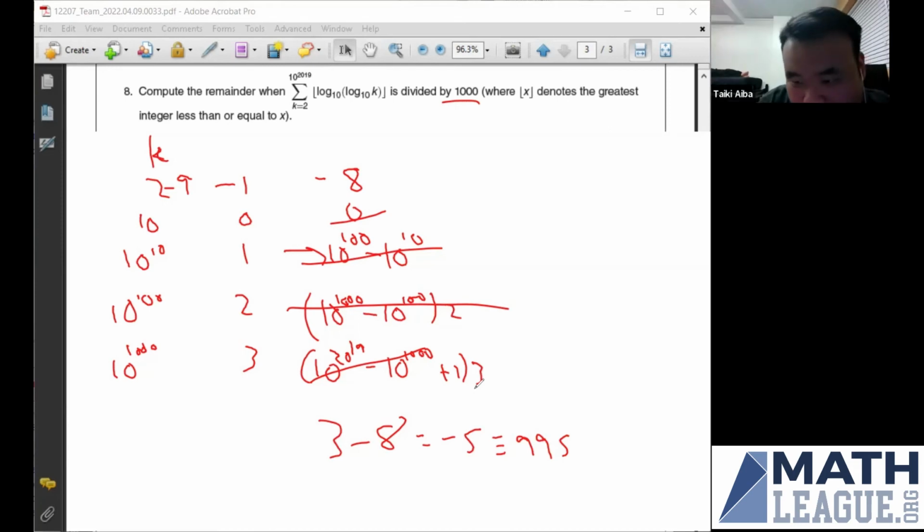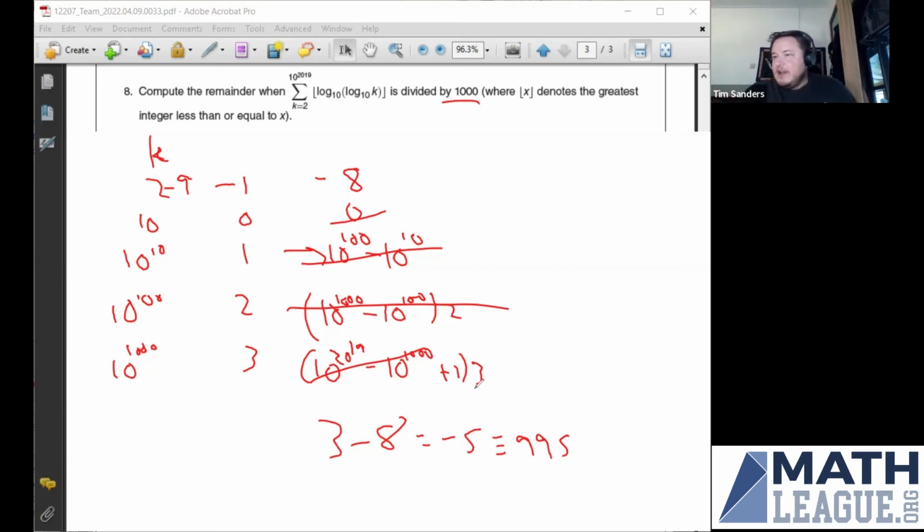Okay, looks good to me. I got to tell you, this -8 part, that was tricky. We caught it, which is good. So, all right. Yep, 995. That's what the answer key says. We are good to go.